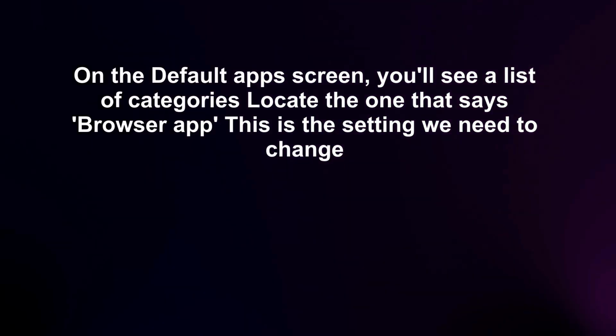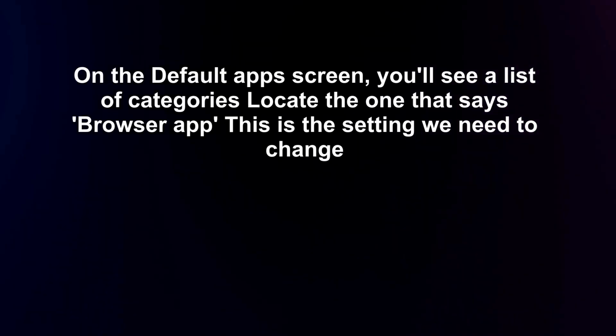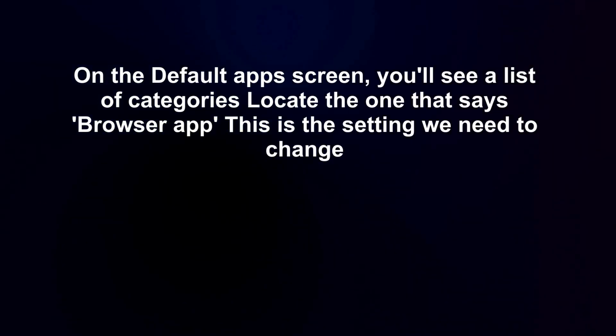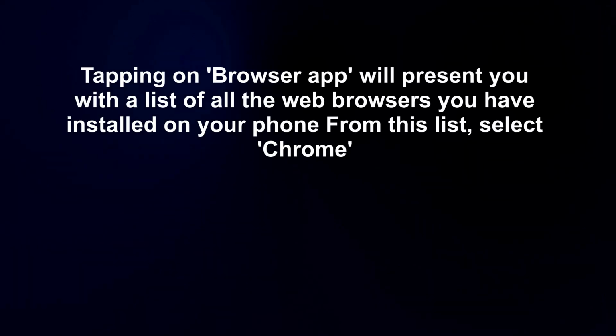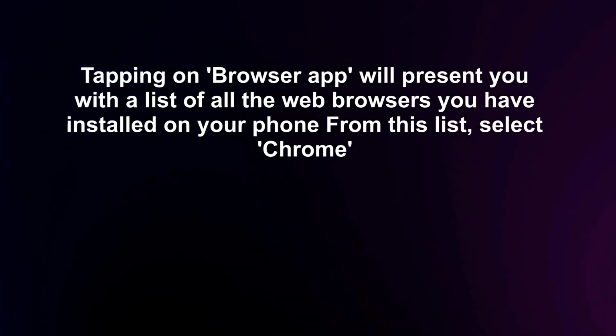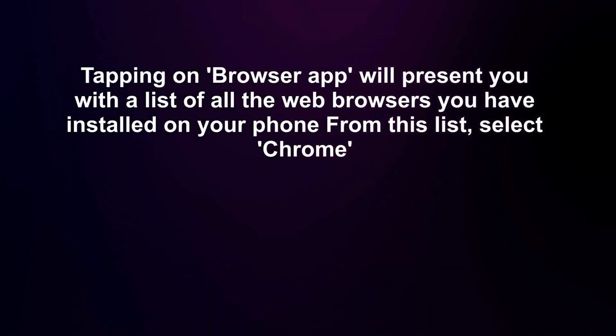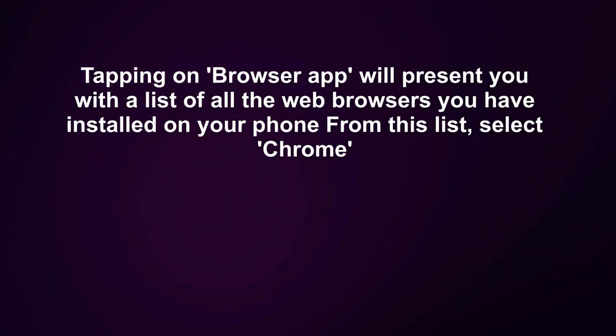On the default apps screen, you'll see a list of categories. Locate the one that says Browser app. This is the setting we need to change. Tapping on Browser app will present you with a list of all the web browsers you have installed on your phone. From this list, select Chrome.